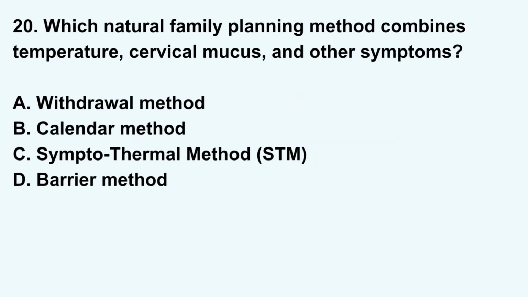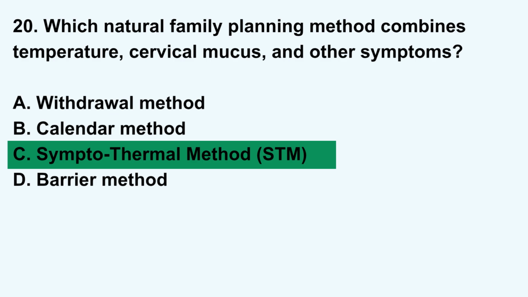Which natural family planning method combines temperature, cervical mucus, and other symptoms? A. Withdrawal method, B. Calendar method, C. Symptothermal method, STM, D. Barrier method. Correct answer, C. Symptothermal method uses multiple fertility signs, including basal temperature and cervical mucus, to identify fertile periods.